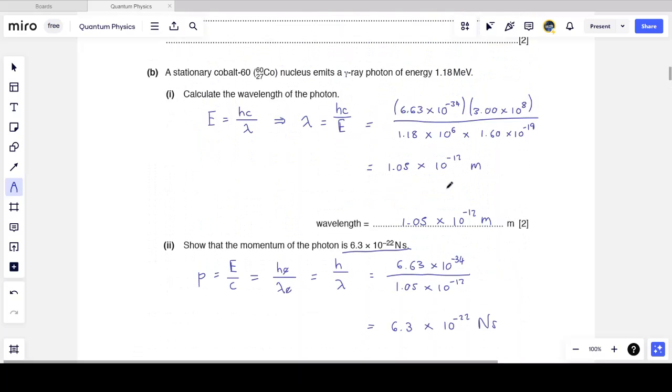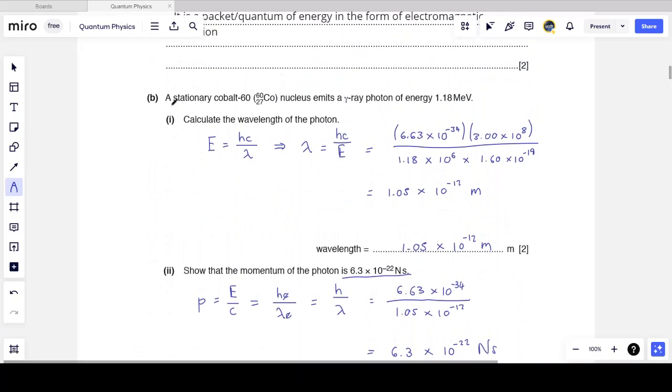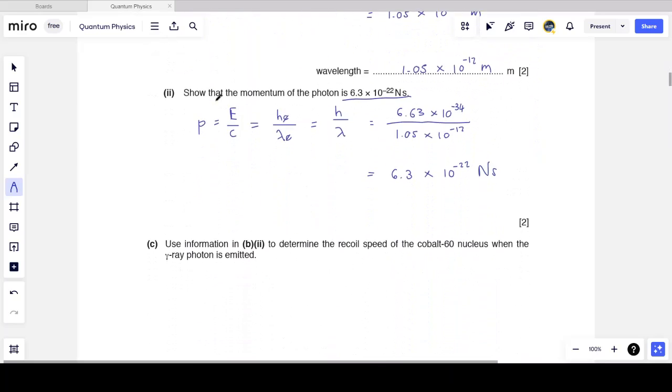So initially, what did they tell us? They told us that the cobalt nucleus is stationary. So cobalt is stationary, sitting on its own. It suddenly and spontaneously emits a gamma ray photon, and it recoils backward.